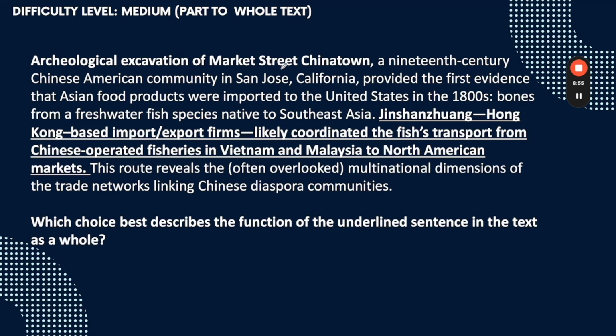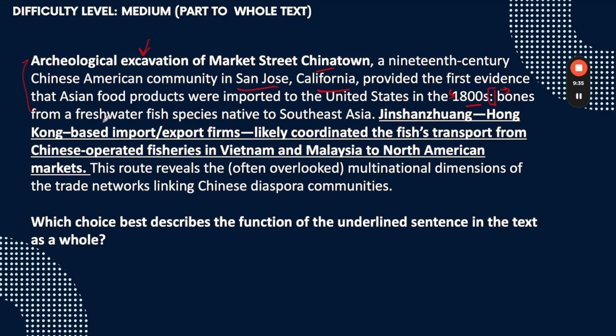Archaeological excavation of the Market Street Chinatown. So we are talking about some archaeological excavation of this place. A 19th century Chinese American community in this place, again California, provided the first evidence that Asian food products were imported to the US in the 1800s. Now take a pause. You have a colon over here. If you know the usage of colon, you'll know the later part is basically nothing but more explanation on the previous bit. What are we talking about? We're talking about some archaeological excavation that happened, and it gives us the first evidence that Asian food products were imported to the US in this particular time frame in the 1800s.